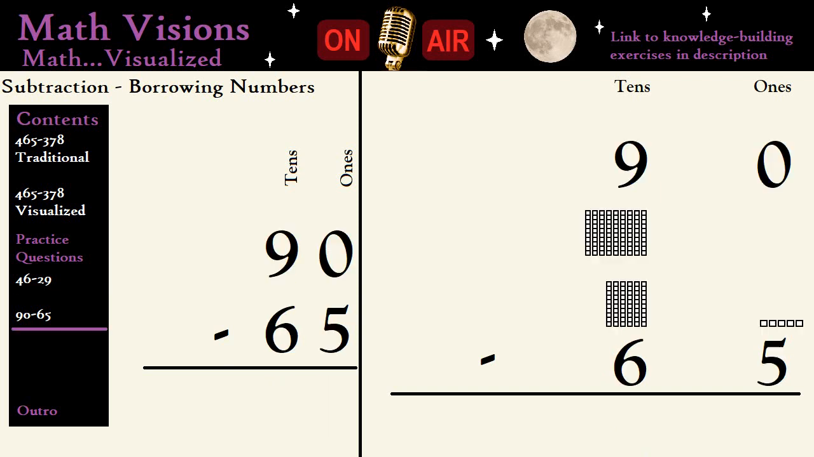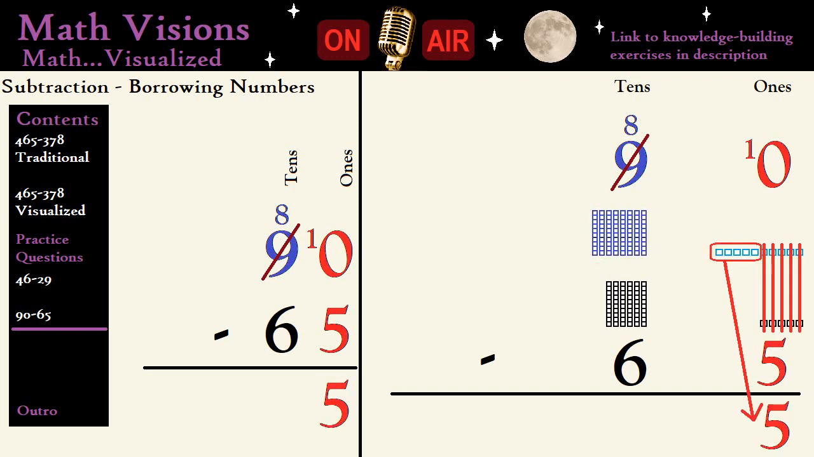Finally, we'll subtract 65 from 90. Do we need to borrow to solve this problem? Yes. Starting from the right, we see that 0 is less than 5. Therefore, we borrow 1 from the number just to the left of it, which is 9. Our 9 becomes 8, and our 0 becomes 10.